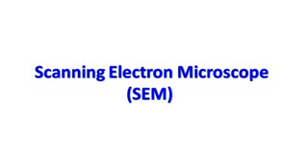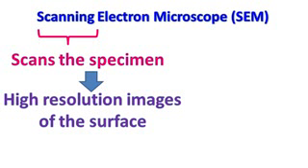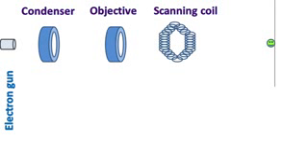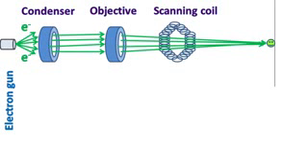Now let's talk about the scanning electron microscope. As the name suggests, this microscope scans the specimen and gives high-resolution images of the surface. The SEM consists of an electron gun as a source of electrons, a condenser lens, and an objective lens which focuses the beam of electrons on the specimen. The scanning coil usually scans the electron beam in the X and Y direction.